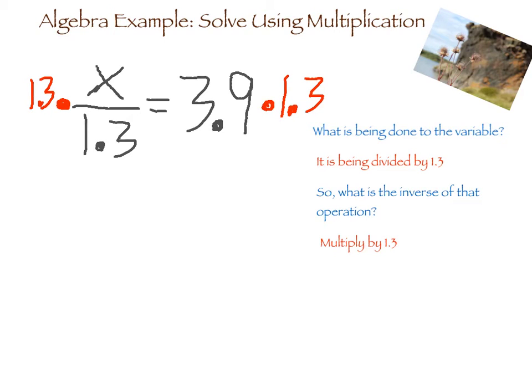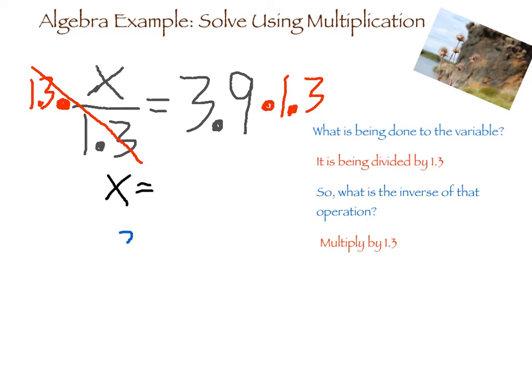On the left-hand side, things are going to cancel out nice and easy, which is what we want to happen. The multiplication by 1.3 and division by 1.3 cancel out and simply leave us with x. On the right-hand side, it's a little trickier. I'm going to actually need a little room to do some scratch work.